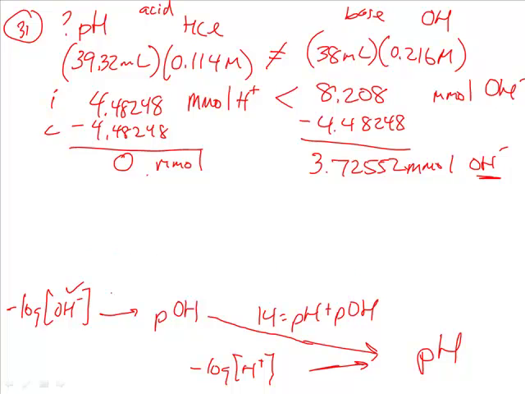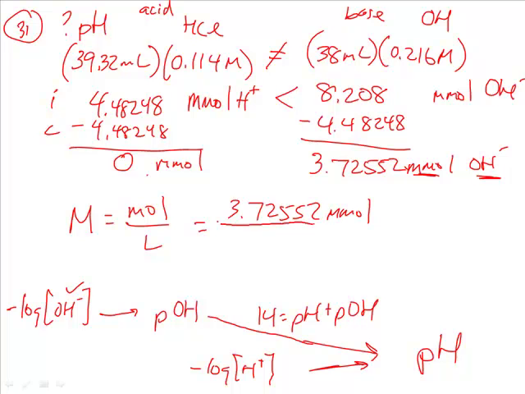So if we have the OH, which we don't have here, this is just millimoles, we need the concentration of the OH. Concentration is moles per liter, so we put in our 3.72552 millimoles, and then we have to divide it by the total volume in liters. I'm sorry, in milliliters, make it easy. If you have millimoles over milliliters, you add the 38 to the 39.32, 39.32 plus 38, that gives us a total volume of 77.32 milliliters.